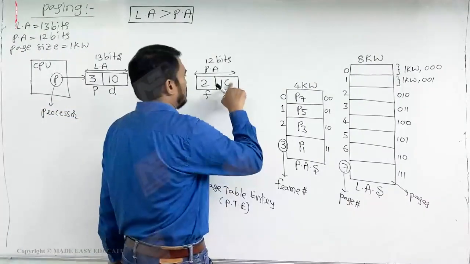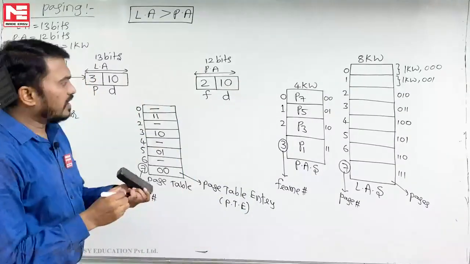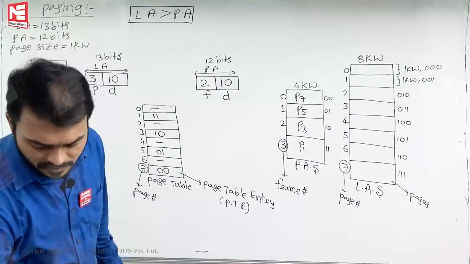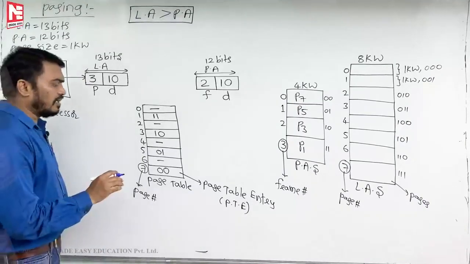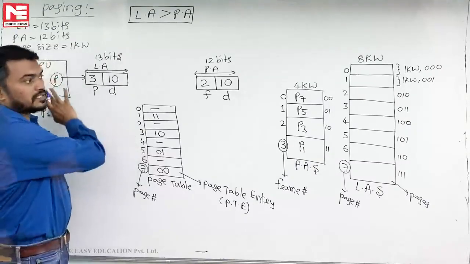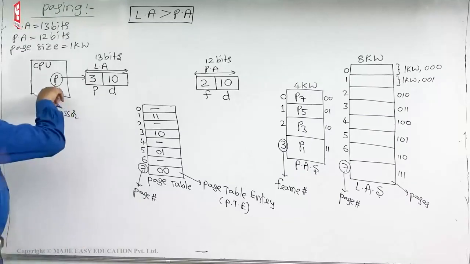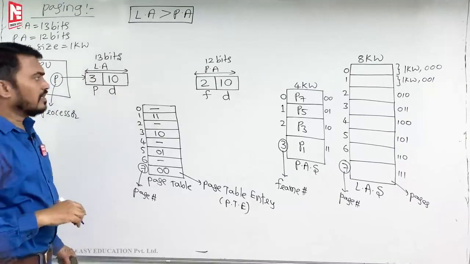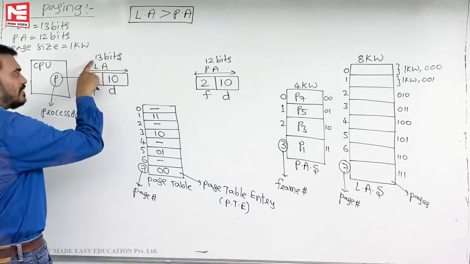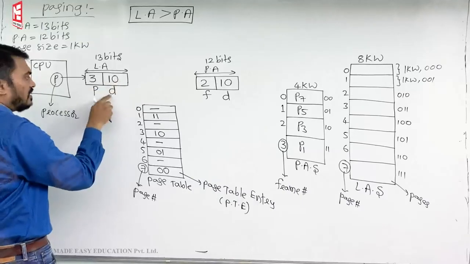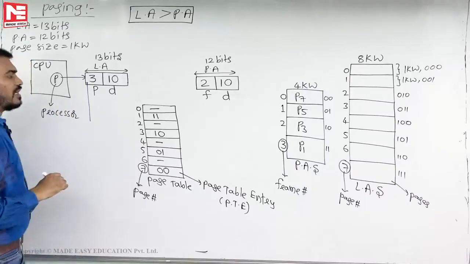Next, I am going to connect the diagram. Listen carefully first, don't copy; you will copy the diagram at the end. Now, the CPU always generates a logical address. The logical address is divided into two parts, P and D. The logical address is 13 bits, divided into P and D. How many bits for P? 3 bits.